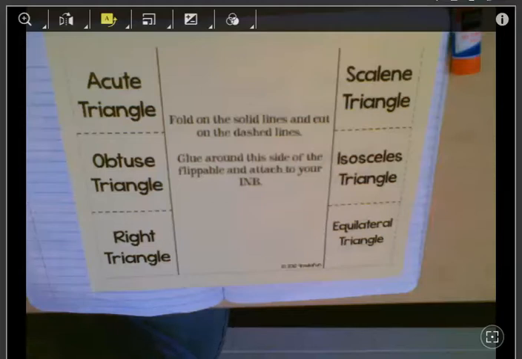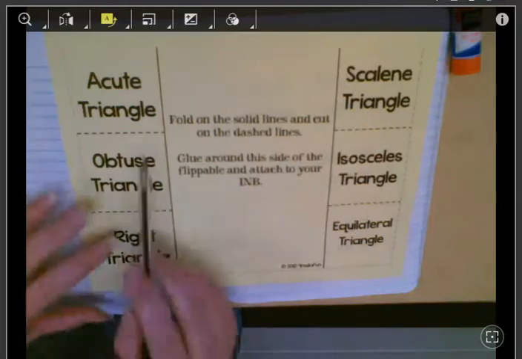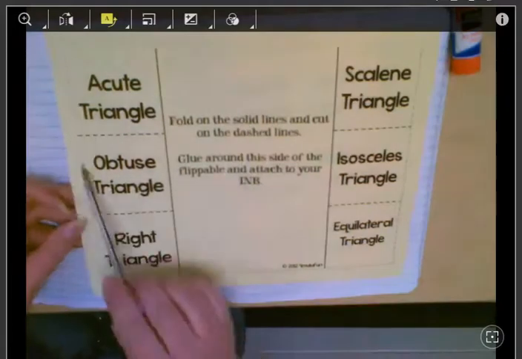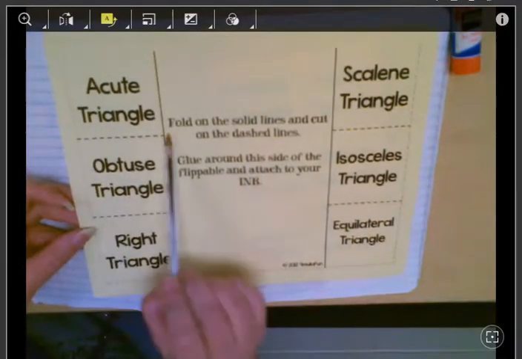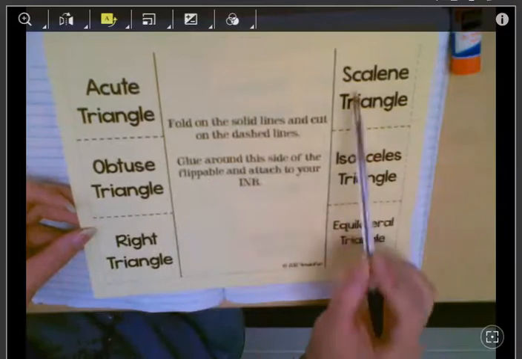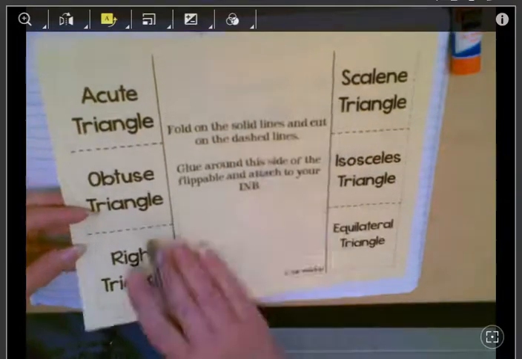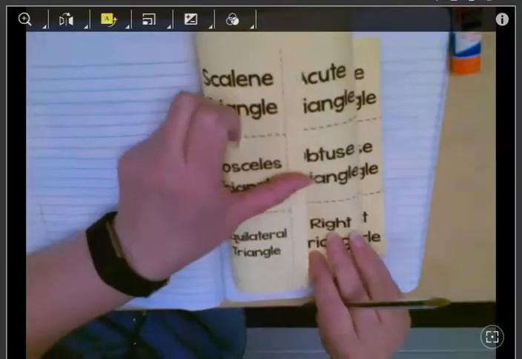Okay, today's ISN is going to be doing our vocabulary words for getting ready for our quiz tomorrow. The first thing you need to do is just cut along the outside edge on the dotted, and then you're going to fold in. This is going to be where you glue. So it's going to be like this, folding it in and cutting it out.